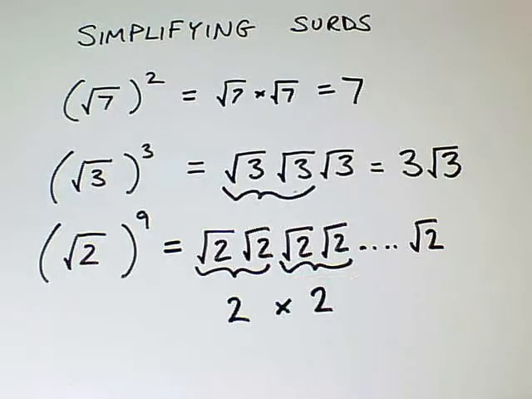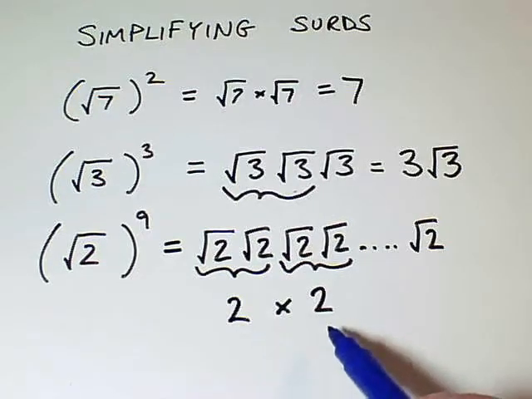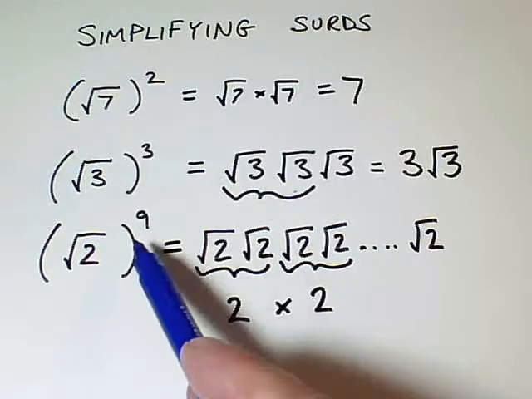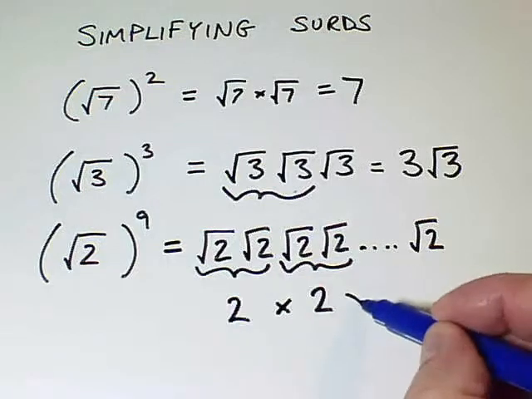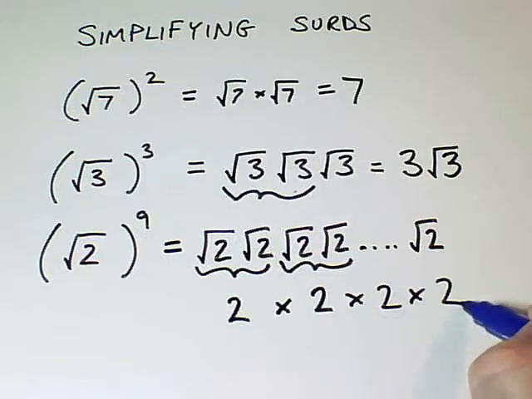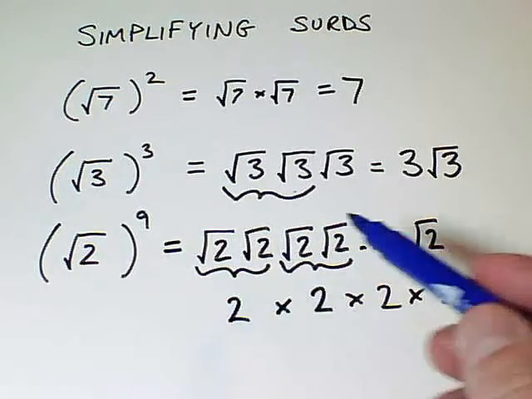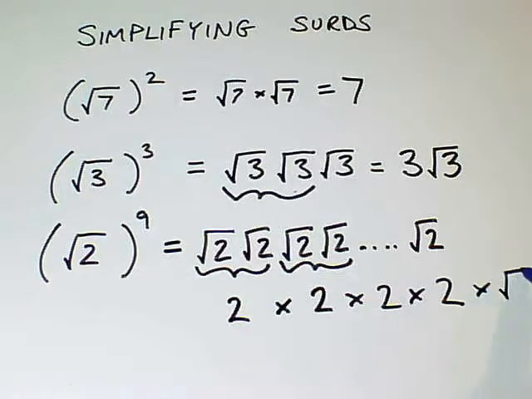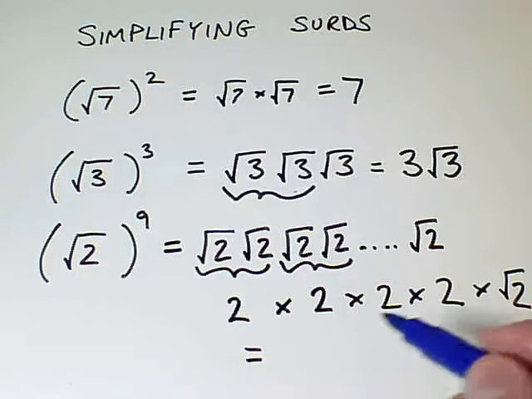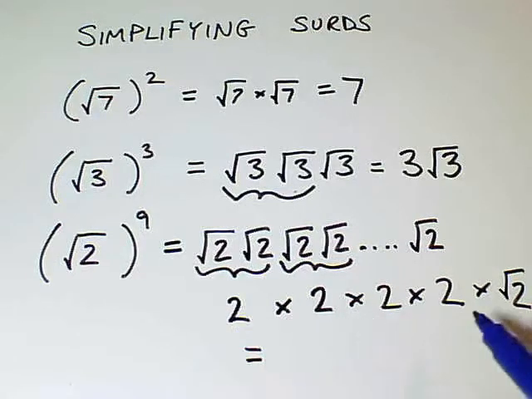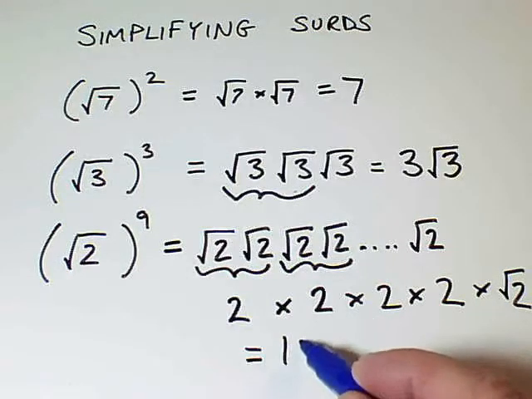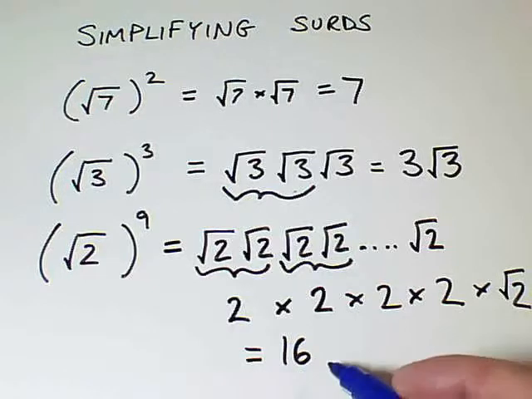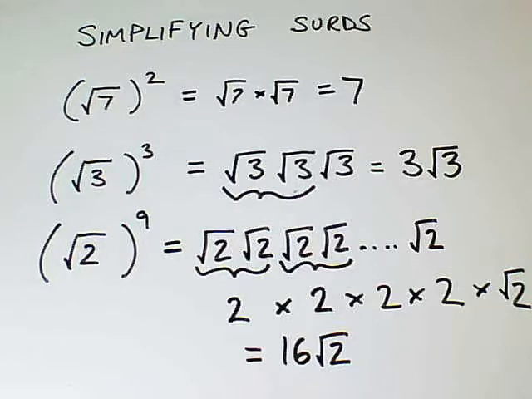Still being multiplied together. How many whole 2's am I going to be able to make? Well, in 9 I can have 4 pairs of the square root of 2 times itself, but then I'll have 1 square root of 2 left over at the end. So I'll have 2 times 2 times 2 times 2, which is 2 to the power of 4, which is 16. Okay, and then I'll have the square root of 2 to put in at the end.